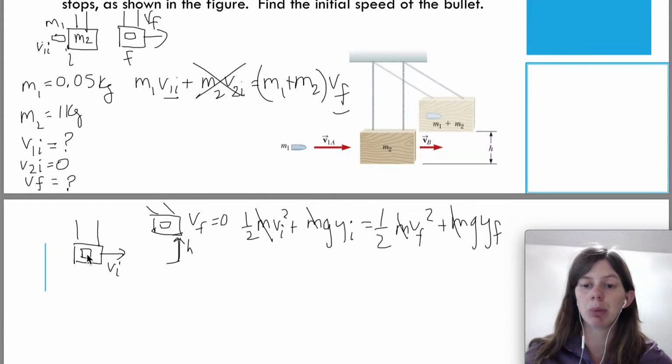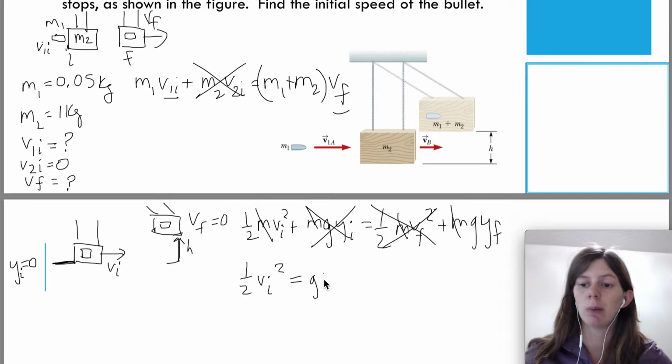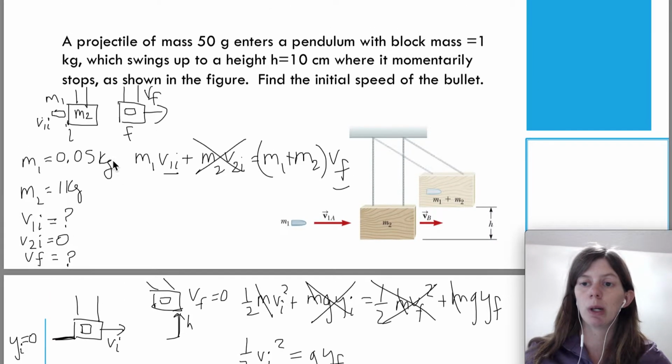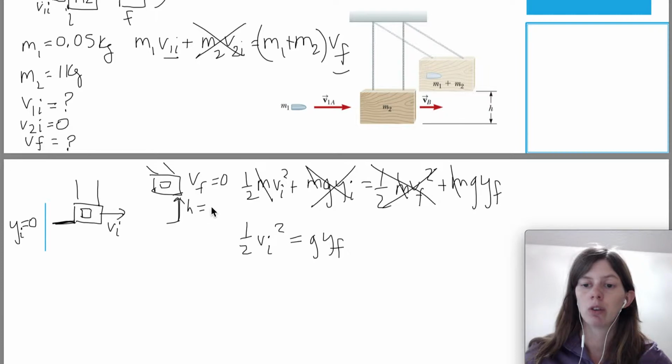And with conservation of energy problems, we have to define our 0 level. The lowest point that we care about is going to be right here, y equals 0, y initial. So we know we have no initial gravitational potential energy. We can cross out that whole term. We know we stop. We have no final kinetic energy. So we're left with 1/2 v initial squared equals g y final. And the y final is the given height h, which was 10 centimeters, so 0.1 meters. So here we only have one unknown, which is v initial.